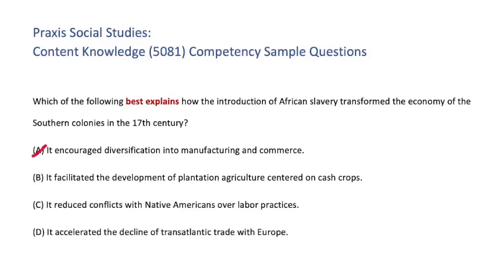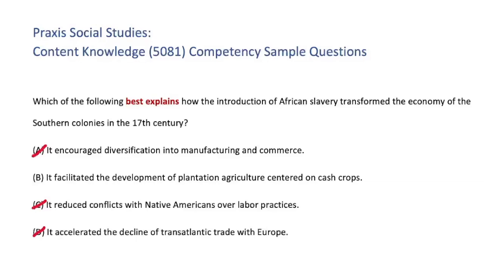Option A would not be the best choice because it says slavery encouraged manufacturing and commerce. That doesn't line up historically. The South was still agrarian at this point, not industrialized. Next, we can eliminate option C. This choice suggests that it reduced conflicts with Native Americans, but tensions with Native Americans actually continued, so that wouldn't be correct. We can eliminate option D, since it argues that slavery accelerated the decline of transatlantic trade, but in fact, it expanded that trade as crops flowed to Europe and enslaved people were brought across the Atlantic.